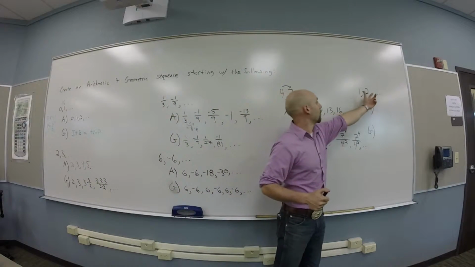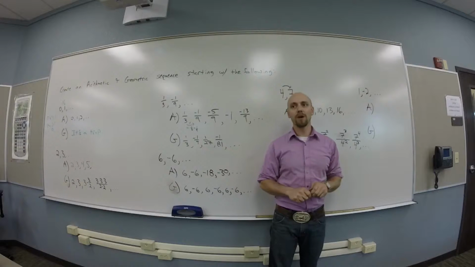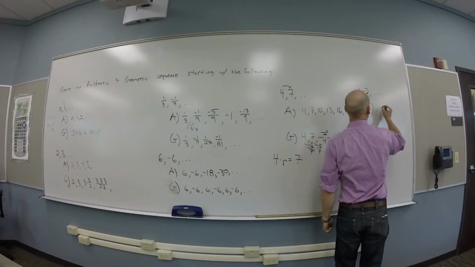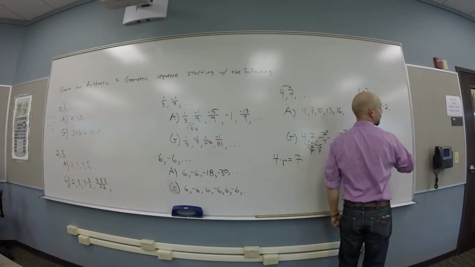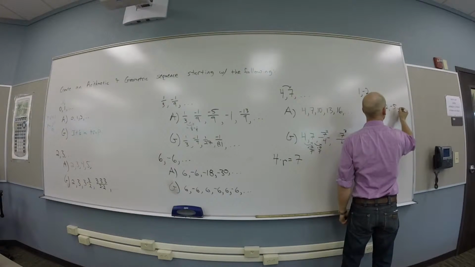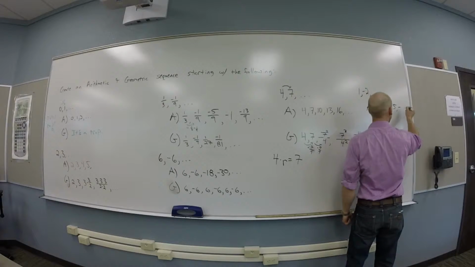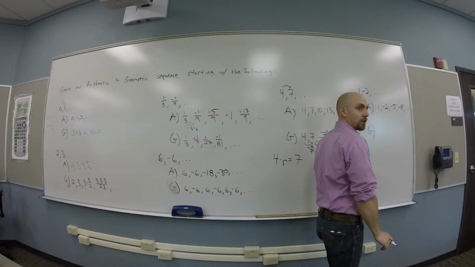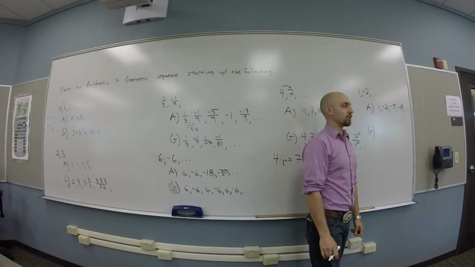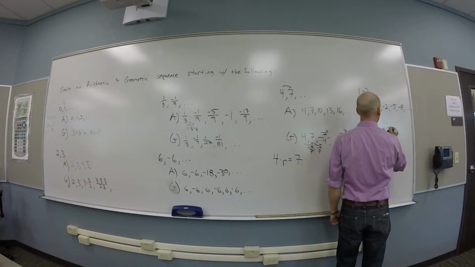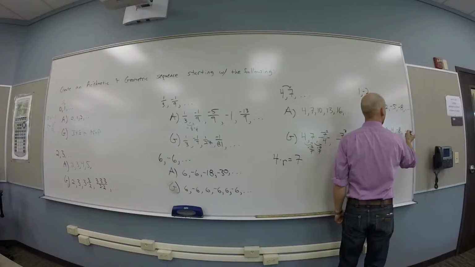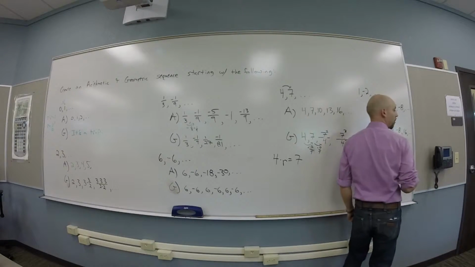How about this last guy with 1 and -2? What's the arithmetic progression here? Add -3. So I go 1, -2, -5, -8, and so on. And the geometric progression is multiply by -2. So I go 1, -2, 4, -8, 16, and so on.